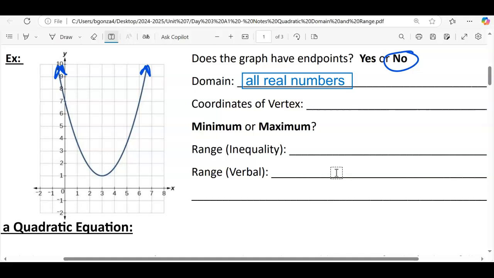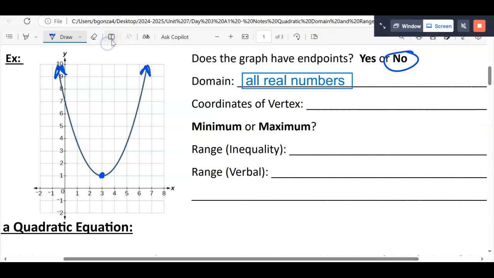That's all real numbers. Now, what are the coordinates of the vertex? Let's find the vertex. We talked about this on Wednesday. Where does it change direction? It's going down, down, down, down, down, and then it changes directions right here. Starts going up, up, up, up, up. That's my vertex, and the coordinates of this point are (3, 1). Let's go ahead and write (3, 1) for my vertex.